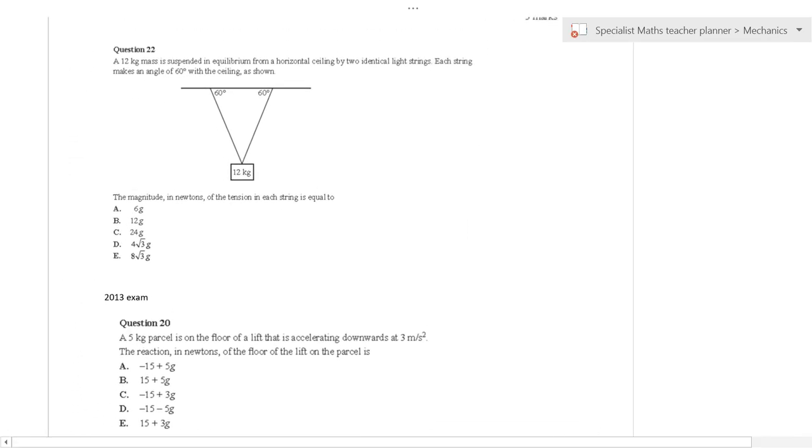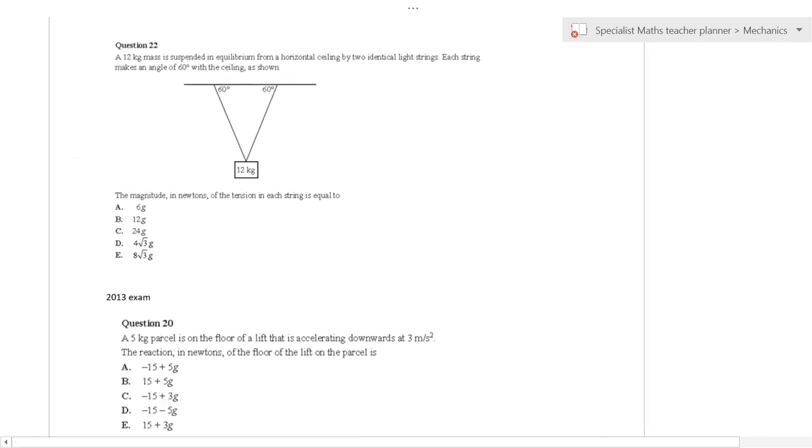Questions such as this should be bread and butter questions. If I've got a 12g force here, and then an angle in there which is 60 degrees, this is where Lami's theorem might actually work. If that's 60 degrees and they're in equilibrium, I'm going to call this T1.